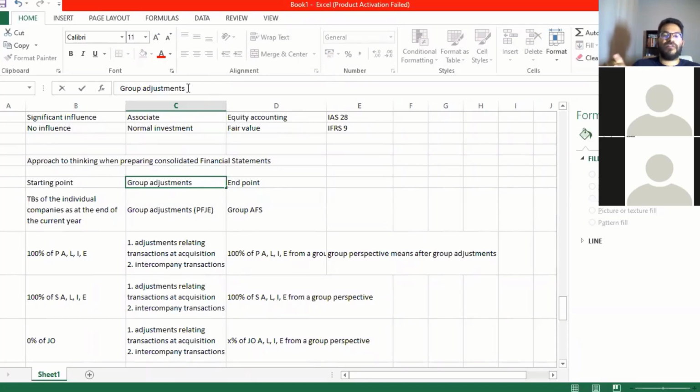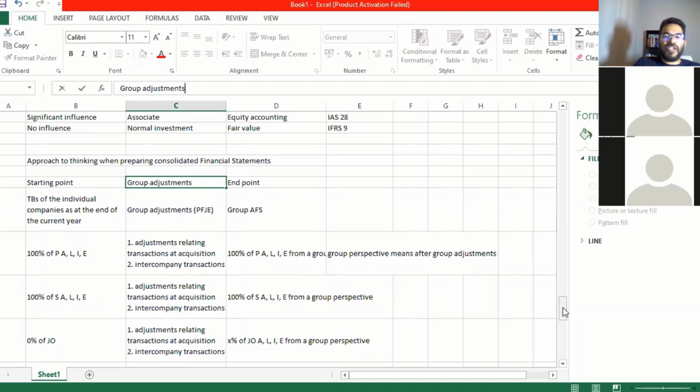It is the group annual financial statements. You need to know the destination. You need to know what it is that the group wants. From a parent perspective, the group wants 100% of the parent, but from their perspective, the group's perspective. When it comes to the subsidiary, the group wants 100% of the subsidiary, but from their perspective, the group's perspective. When it comes to a joint operation, the group only wants their percentage, but their percentage of every asset, liability, income, and expenditure on a line-by-line basis.